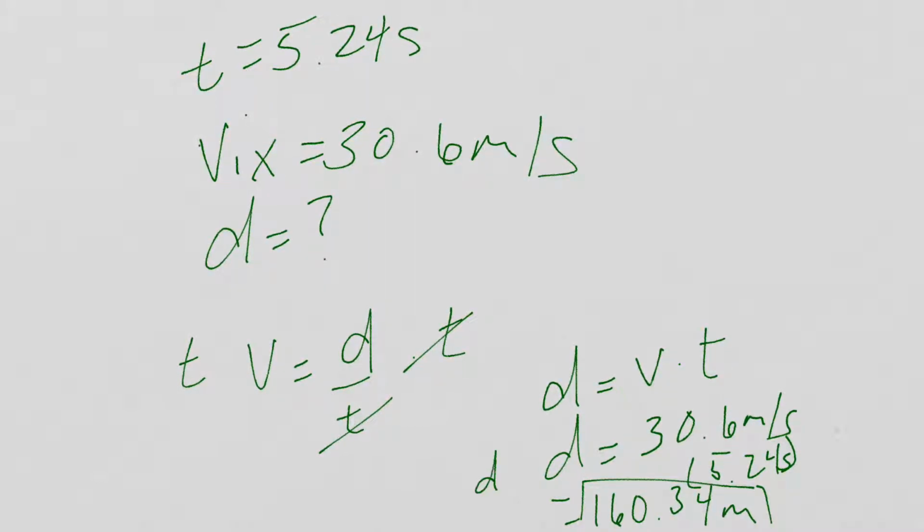And this is the distance in the x direction. So the golf ball hits the ball and it goes into the air and lands. We're talking about this distance right here. That's what we just found. Okay? All right. Hopefully this helps.